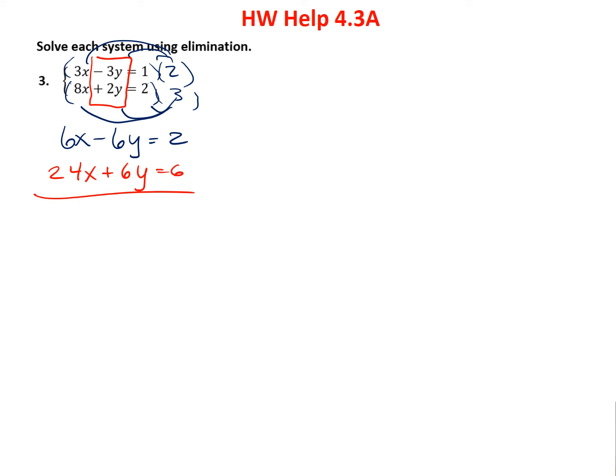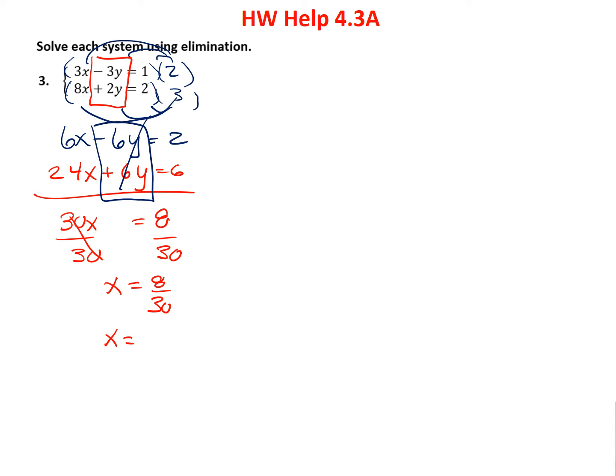And now you'll notice we do have what we wanted here, the plus and minus 6y, that will eliminate when we add them together. So as we add these together, 24 and 6 is 30x equals 6 and 2 is 8. So we're going to divide by 30, and we get x equals 8 over 30. Or I could say x equals, I can take a 2 out of both of those, 4/15. Not a nice number, but we'll work with it.